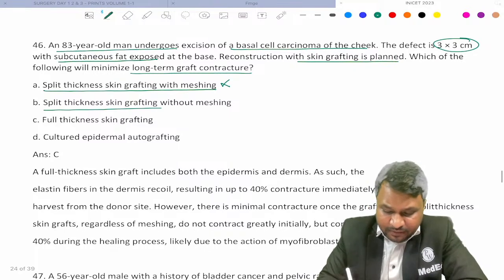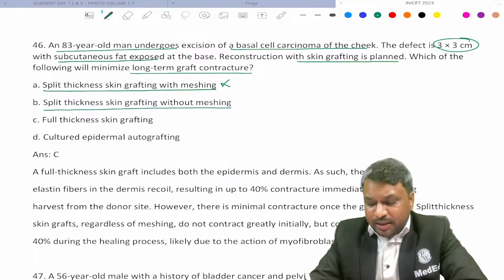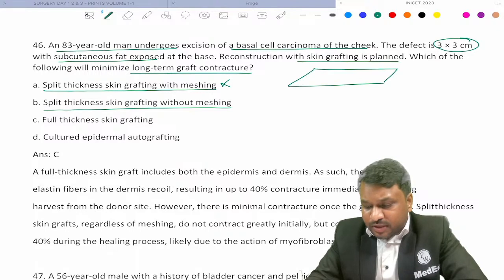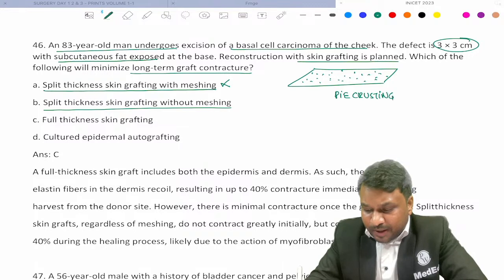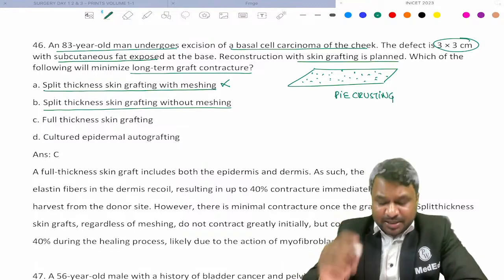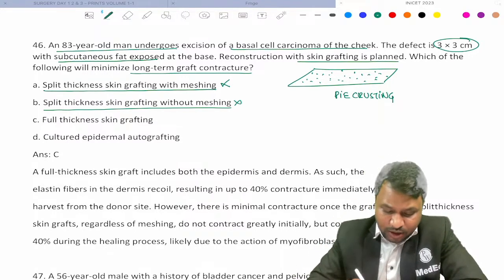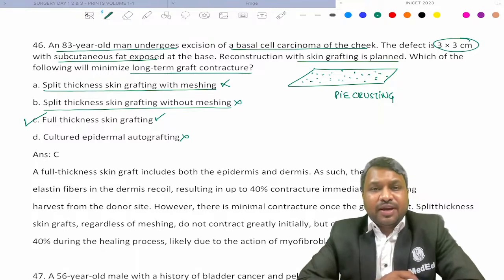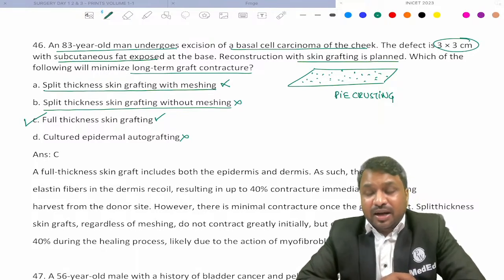Split skin grafting without meshing, see, meshing means you're trying to make multiple holes. If this is the split skin graft, you make multiple holes in this graft so that the graft can expand, also called pie crusting. Either way, split skin grafting will have a very high graft contracture. Full thickness will have a minimal graft contracture. Cultured epidermal autografting is not an option here. So the answer is C for Calcutta. We're talking about minimal graft contracture.